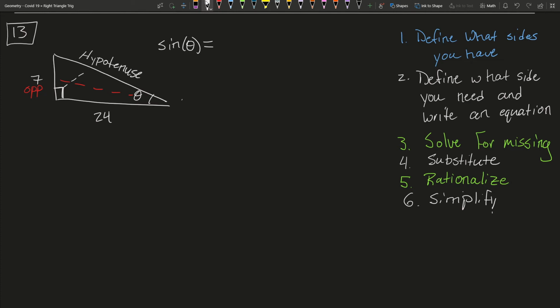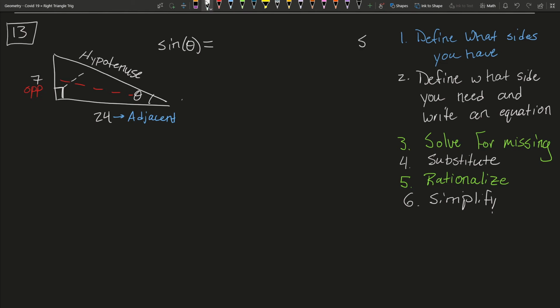And actually, this is a little bit more difficult than I thought, because we're not given our hypotenuse, but we do have our opposite, our hypotenuse, and that makes this the adjacent. Okay, so that's step 1, just defining what sides we have. Step 2, define what side you need and write an equation.